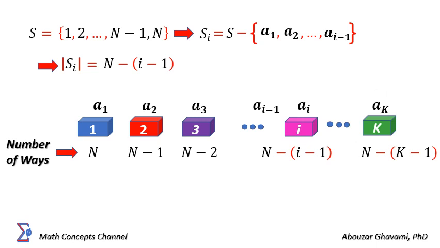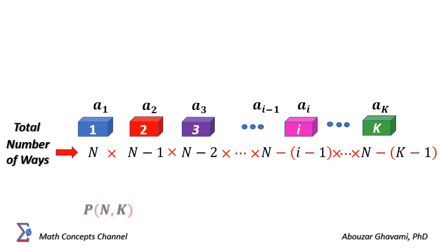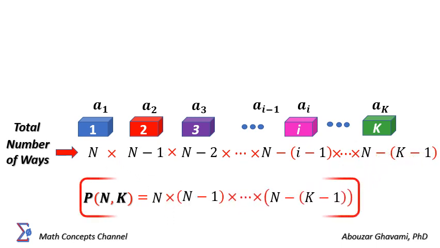Putting an object in one place is independent from putting objects in other places. Thus, we can multiply the number of ways to put the objects in different places to find the total number of ways we can put n different objects in k different places. So we have k permutation of n equals n times n-1 times up to n-(k-1).